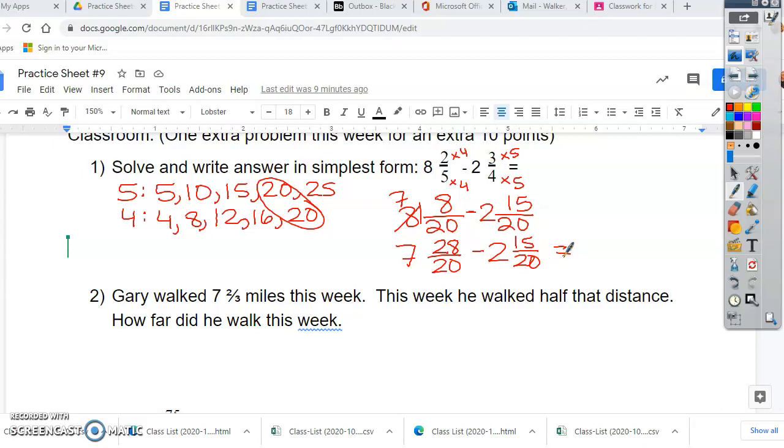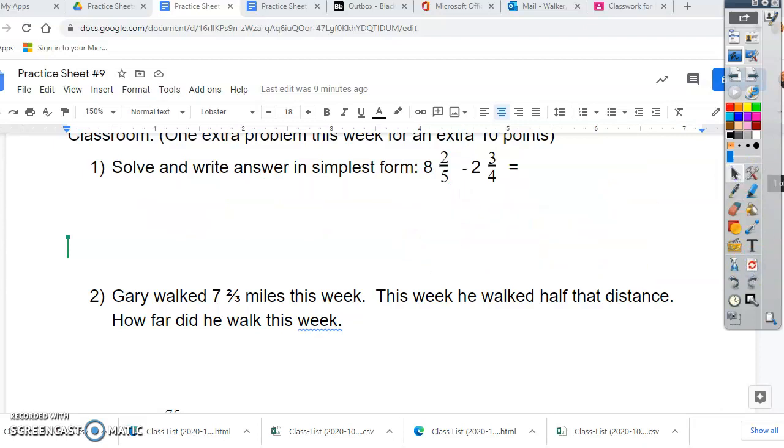So now I'm going to subtract. So 28 minus 15. What do I get? 13. And my denominator is 20. 7 minus 2 is 5, and then I want to simplify, but 13 is what kind of number? 13 is prime, and it's not a factor of 20, so that is my answer. Okay, 5 and 13 over 20.